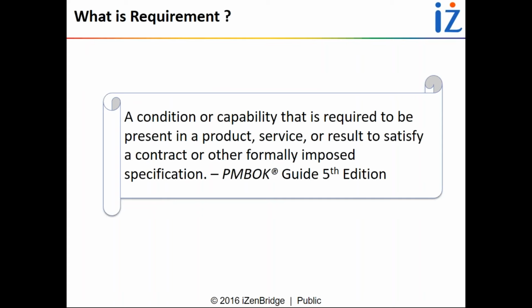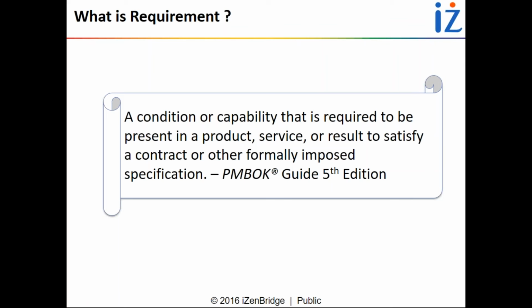According to the PMBOK Guide 5th edition, a requirement is a condition or capability that is required to be present in a product, service or result to satisfy a contract or other formally imposed specification. If you want to develop a product, this product needs to have some capabilities, and these capabilities are communicated by requirements. If you want to improve your business processes, what all improvements you want in the business processes, this information is communicated by the requirements.